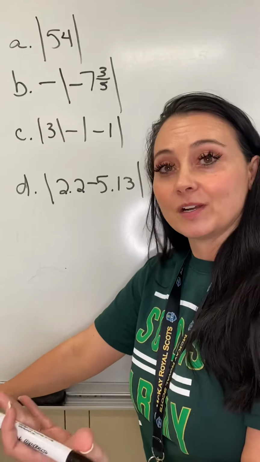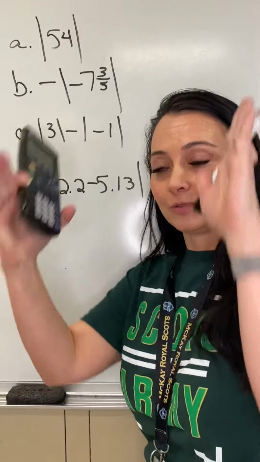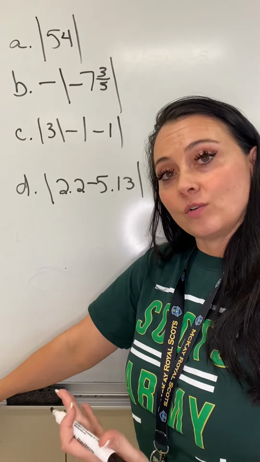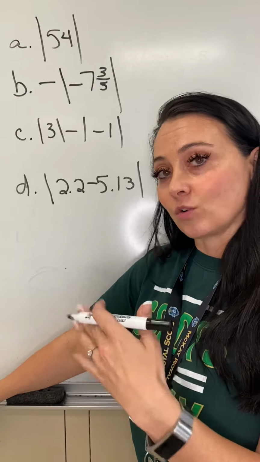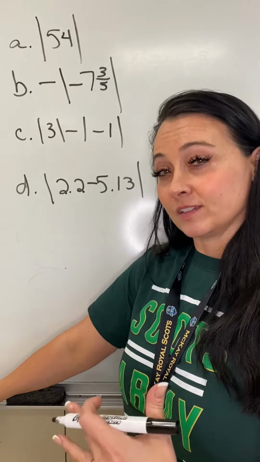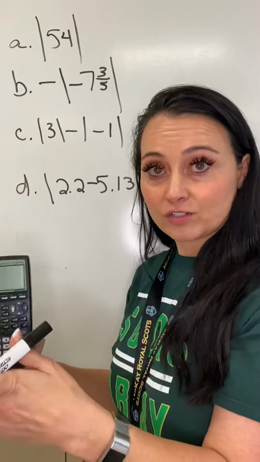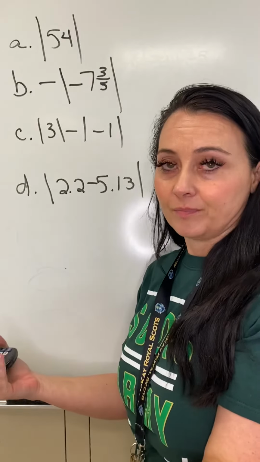The other thing to remember is that the actual absolute value bars operate a little bit like parentheses. So like with PEMDAS order of operations, you do what's inside the parentheses first. So you just want to make sure you do what's inside those bars first and then move on with your next step.